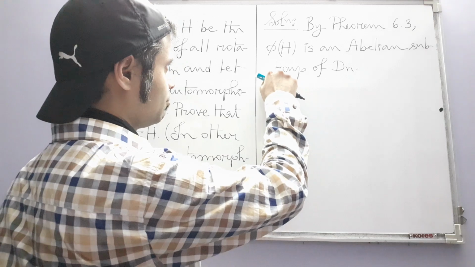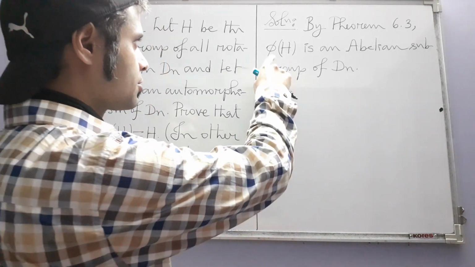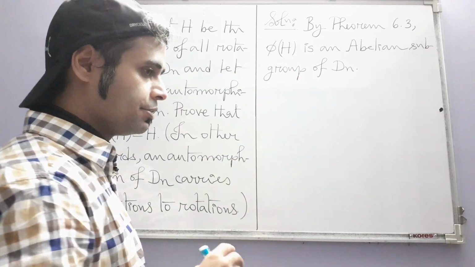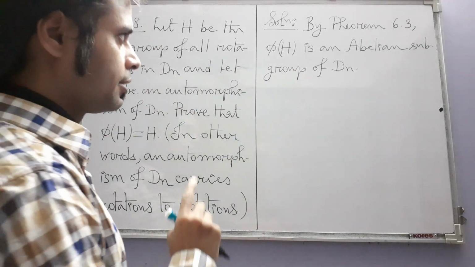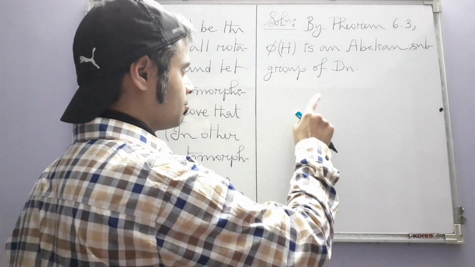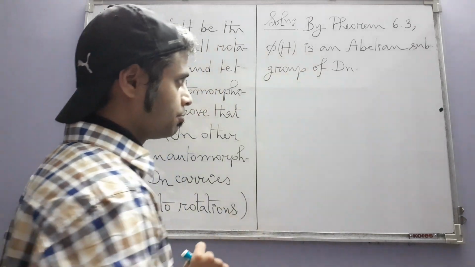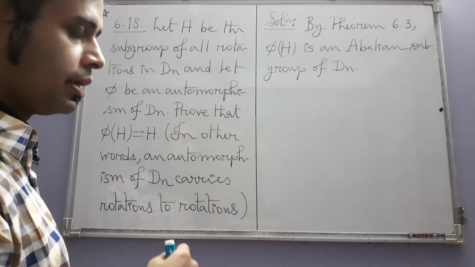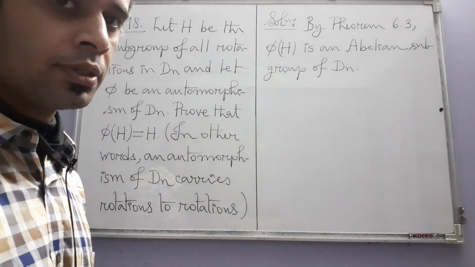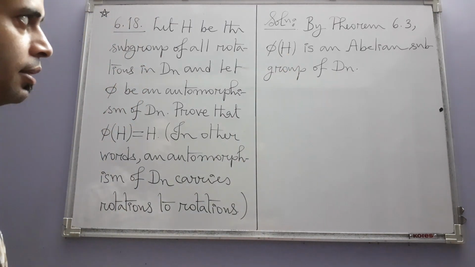From this theorem, we first of all note that since H itself is a subgroup, its automorphic image is also a subgroup. That is one thing. And another part of that theorem also says that in particular, if our original group H is abelian, then the image is also abelian. So that's why this is an abelian subgroup of Dn.